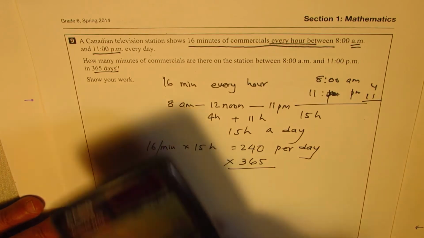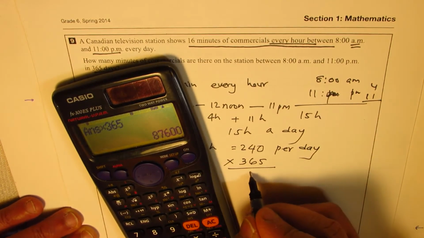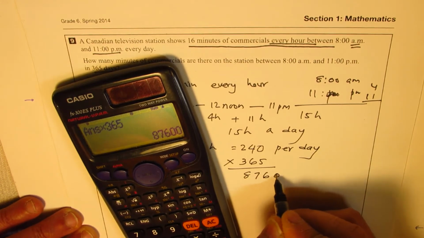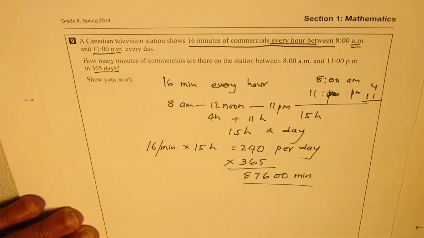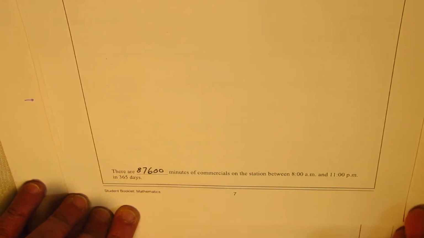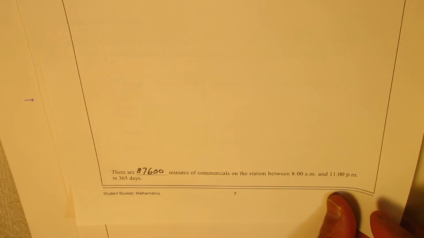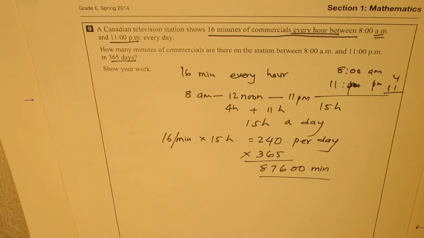So what do you get? We already have 240. We'll multiply by 365 to get our answer, which is 87600 minutes. So that becomes our answer. So total number of minutes in a year is going to be 87600, and you need to write down this answer right at the bottom, right? So it is 87600 minutes of commercial on the station between 8 a.m. to 11 p.m. So I hope the calculation is absolutely clear.